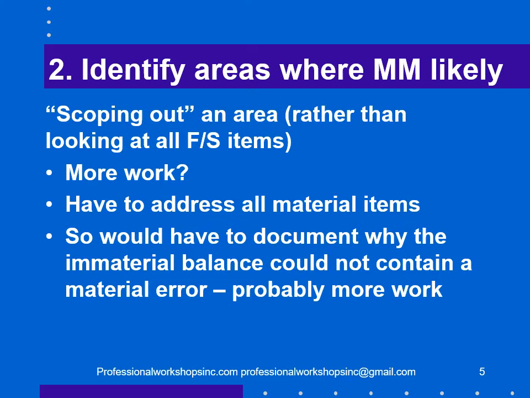As I said, so scoping out an area rather than looking at everything is probably more work. You have to address all material items, and that would mean that you would have to include documentation of why the immaterial balance could not possibly contain a material error, and that might be a lot of work and a hard explanation. You might just want to look at everything. All we're doing is inquiry and analytical procedures, so it's not like we're getting out of doing a whole bunch of work by doing this, and I think we're probably doing more work than we're avoiding.